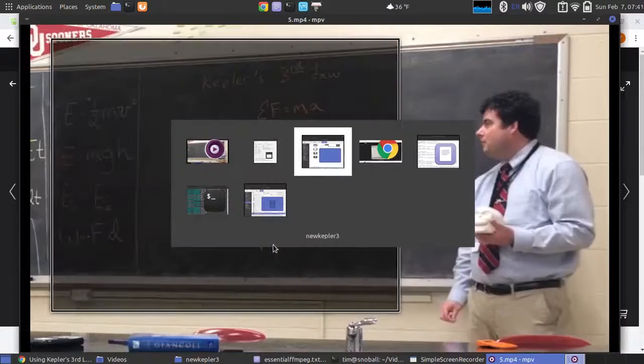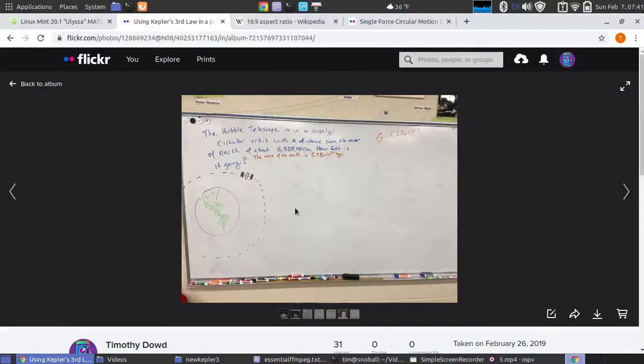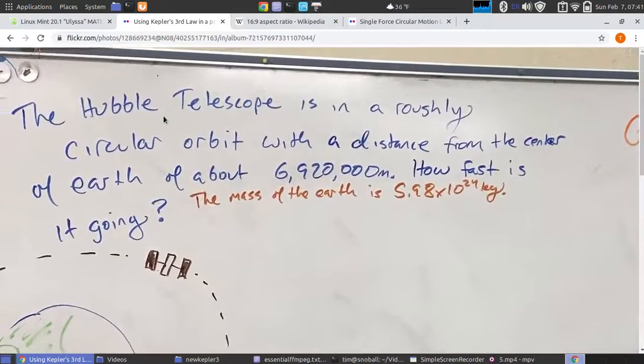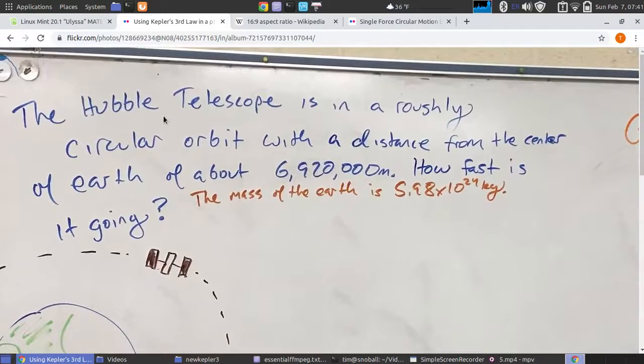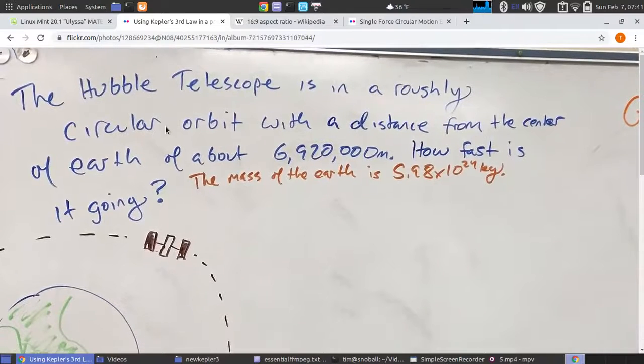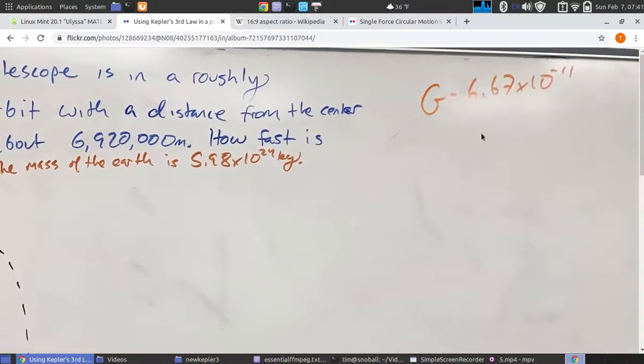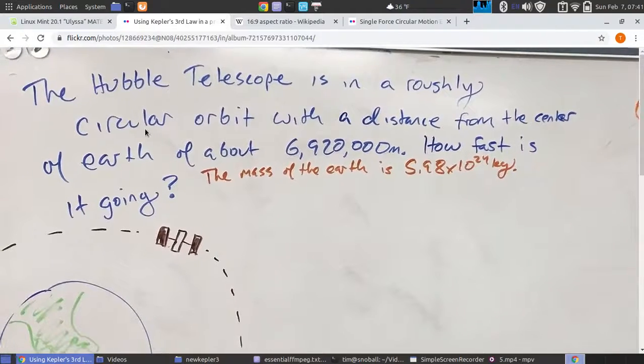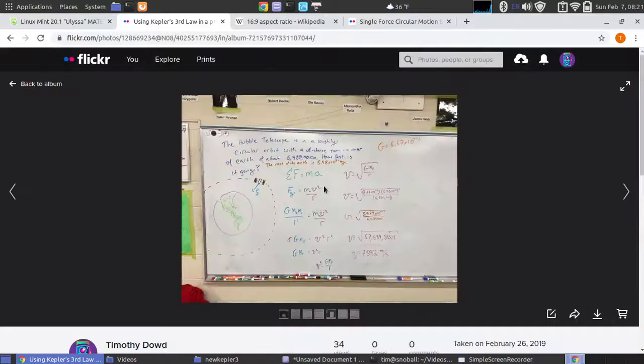So I'd like you to take a minute and try to solve this problem. We have our Hubble telescope which orbits the Earth. I'd like you to tell me how fast it's going. So things you need: the distance it orbits from the center of the Earth, the mass of the Earth, and then you need big G, which is what it always is, 6.67 times 10 to the minus 11th. So go ahead, pause the video.